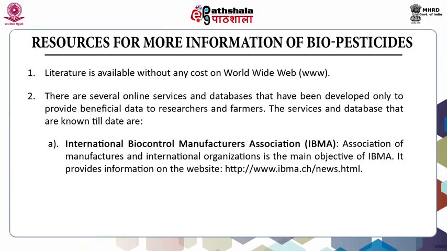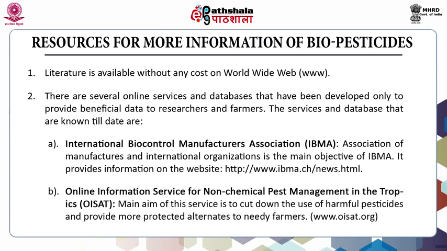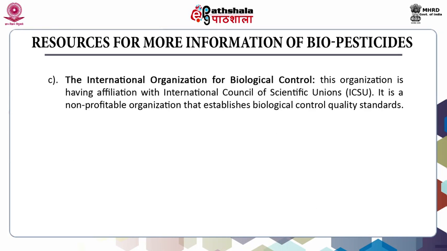It provides information on the website, that is http://www.ibma.ch news HTML. Then the online information service for non-chemical pest management in the tropics, that is OISAT. The main aim of this service is to cut down the use of harmful pesticides and provide safer alternatives to needy farmers, and the information can be obtained from www.oisat.org.